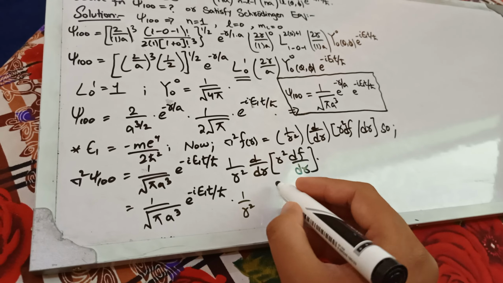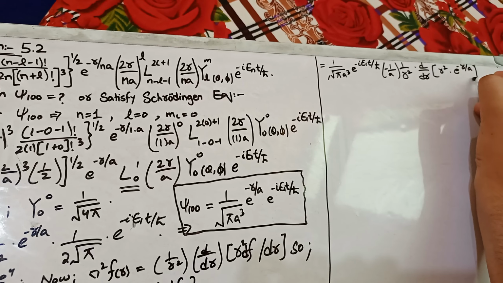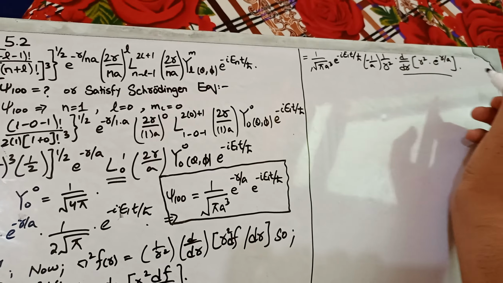It finalizes, and we can write here the next steps. So it becomes 1 by under root pi a cube e power minus iota E_1 t divided by h cut, okay, minus 1 by a, 1 by r square, which comes from here, okay, 1 by r square dot d by dr, inside becomes r square e power minus r by a. Now again you have to take the product rule here.